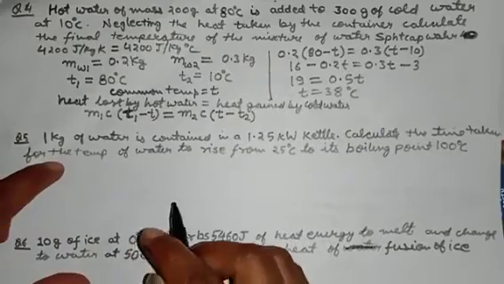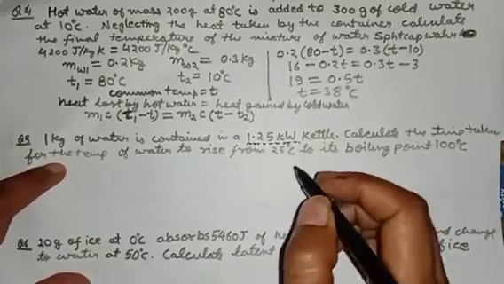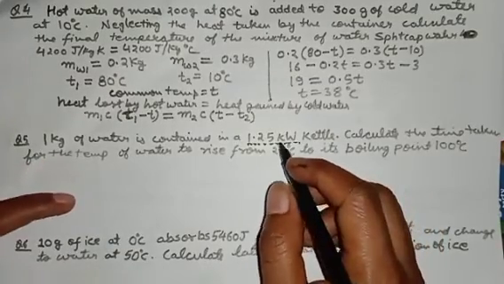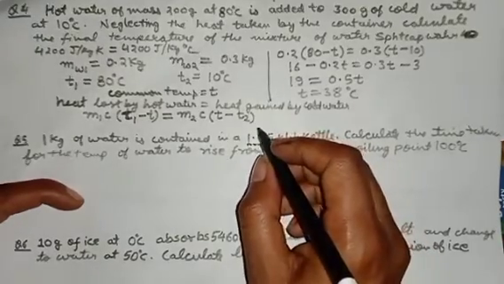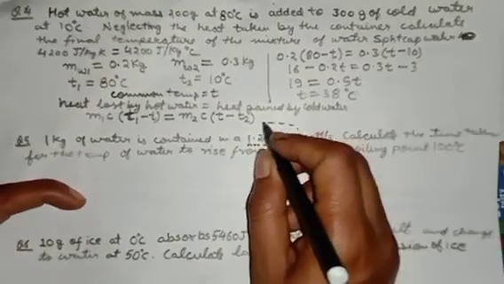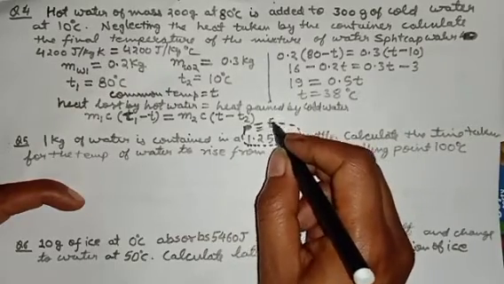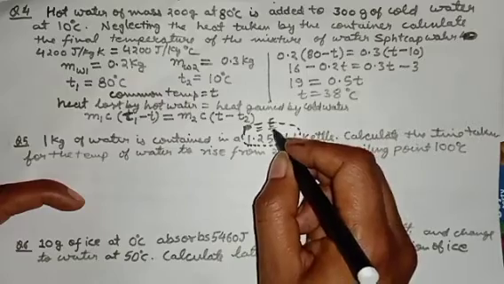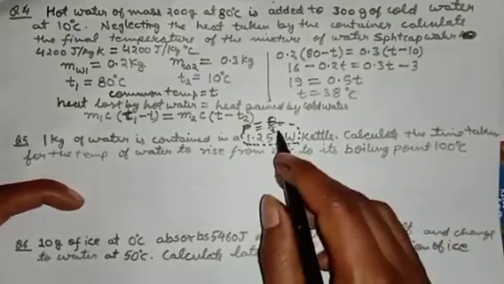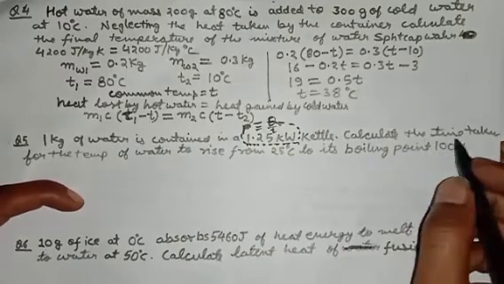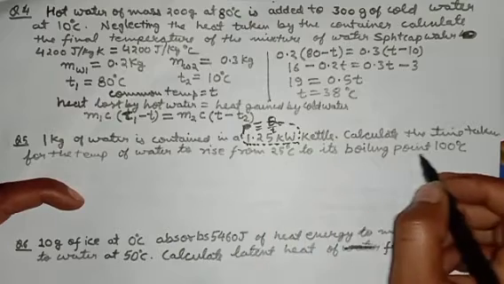So next, 1 kg water contained in a 1.25 kilowatt kettle. So quite a new thing. Its power is given. Don't look at it as P power, but see it this way: energy upon time, or in fact heat energy upon time, Q upon T. Time, it is time, not temperature. Calculate time taken for temperature of water to rise from 25 degrees Celsius to boiling point.